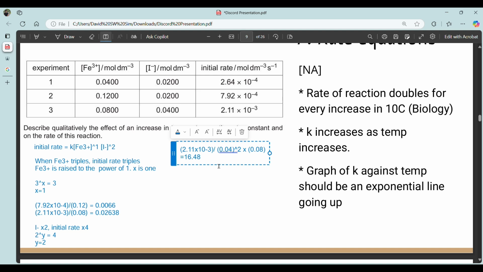Alright, but now this is not enough. Another very important thing about the rate equation is that we need the units of the rate constant. The initial rate, as you can see here, is given in moles per decimeter cubed per second.